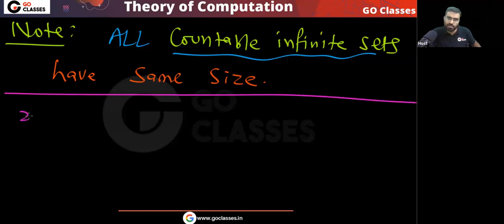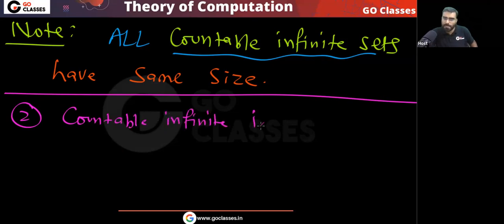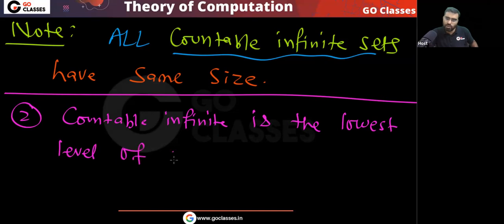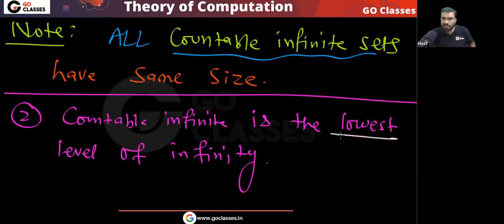What was the second point? That countable infinite is the lowest level of infinity. Yes or no? Countable infinite, that is the lowest level of infinity. What that means? Let me tell you. Let me ask you one question.